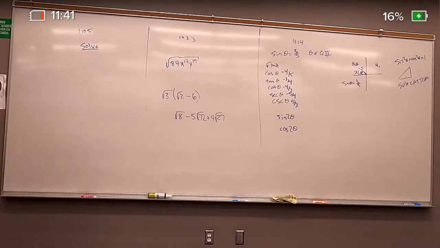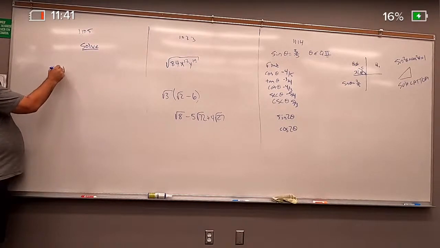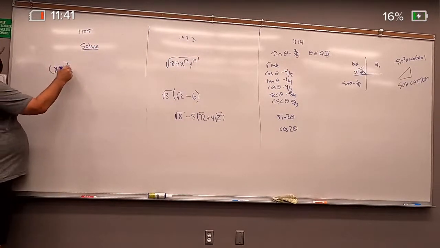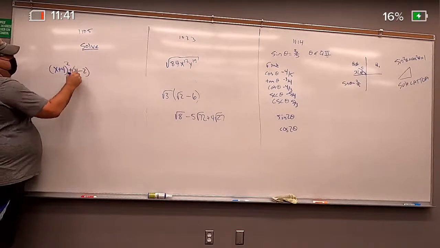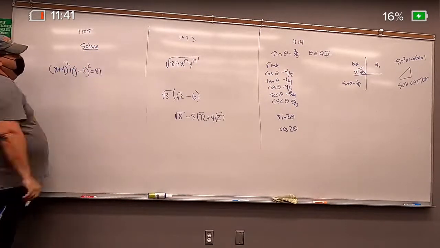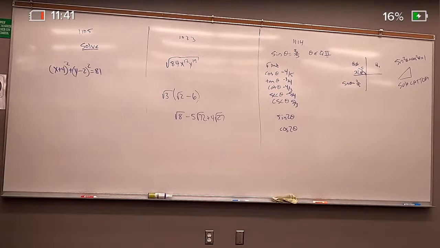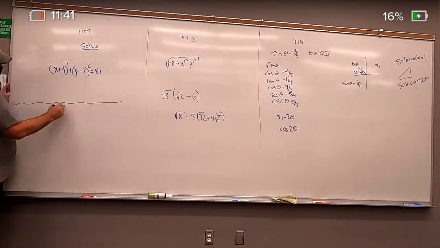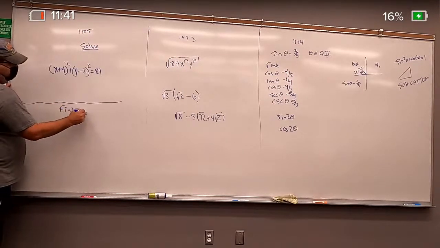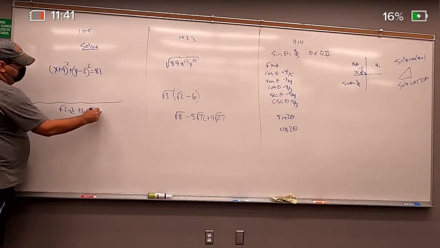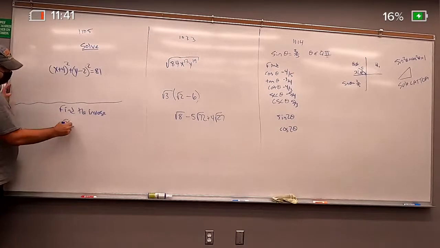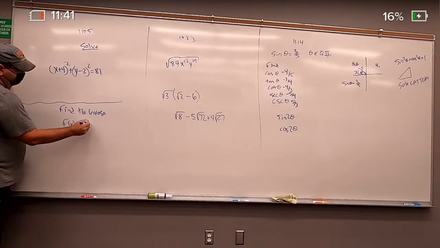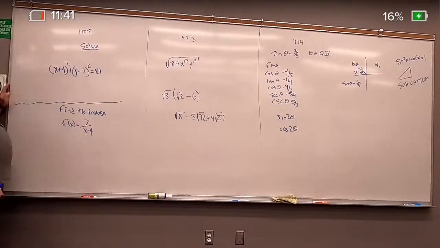All right, Casey, here we go. So sketch that, find the domain and range. Find the inverse. If f of x equals 7 over x minus 4. Alright.